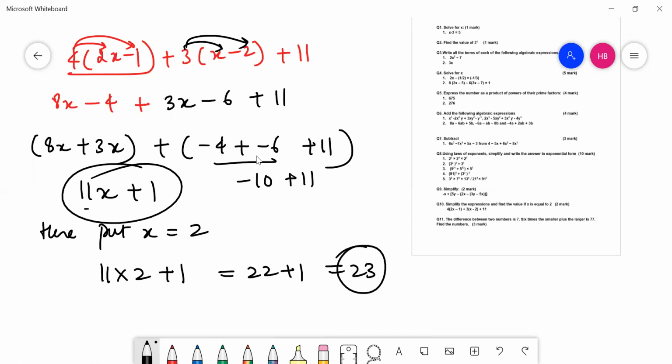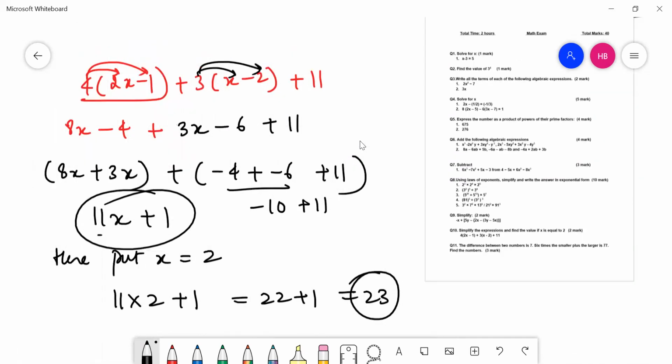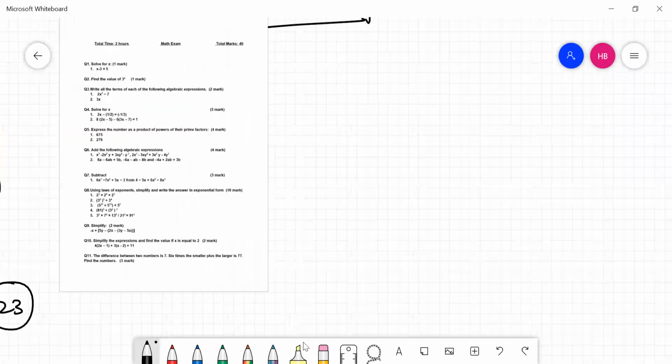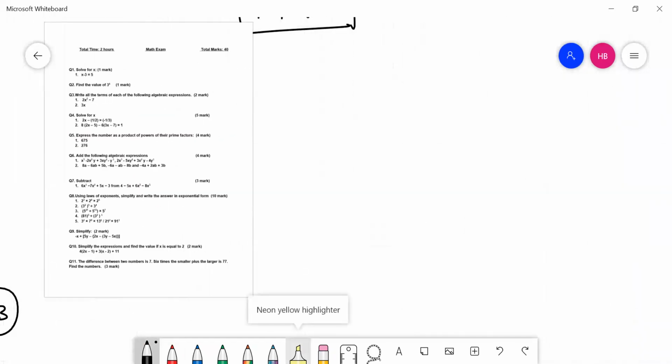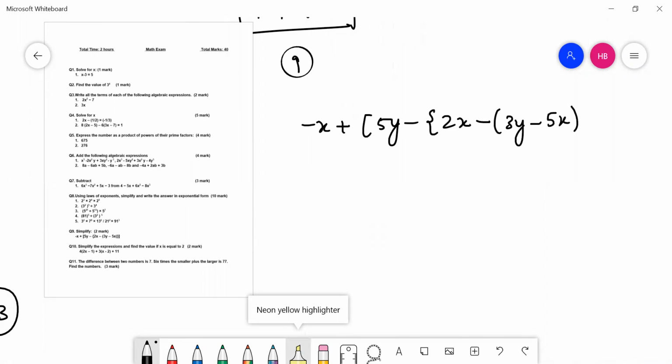Okay, guys, this was question number 10, which I had solved. I'm yet to do question number 9. Let me do question number 9 here. Question number 9 is minus x plus 5y minus 2x minus 3y minus 5x. What we are going to do is first open the innermost bracket. That's what we do.